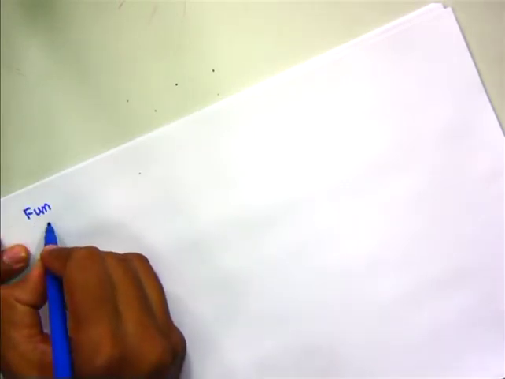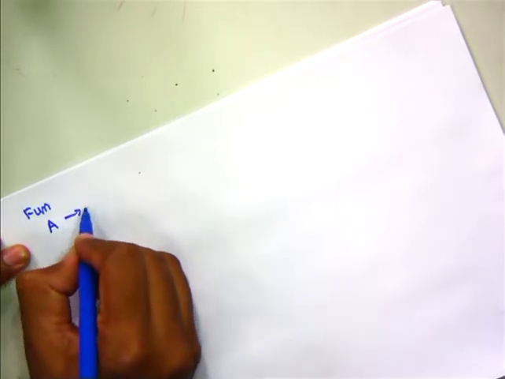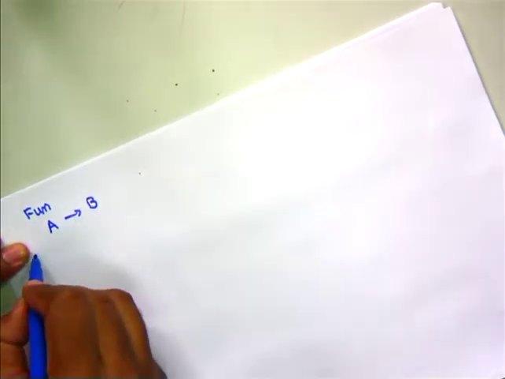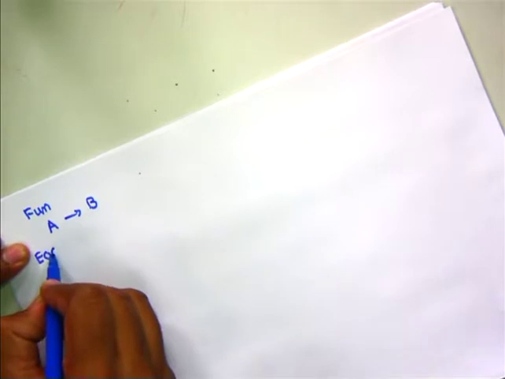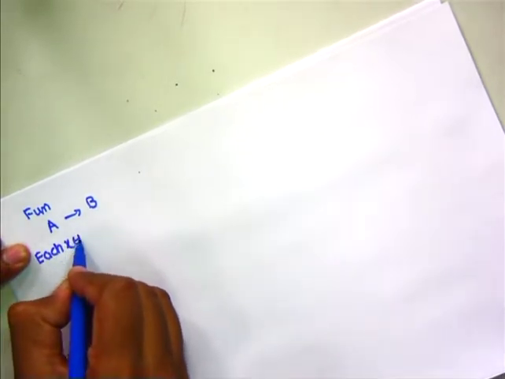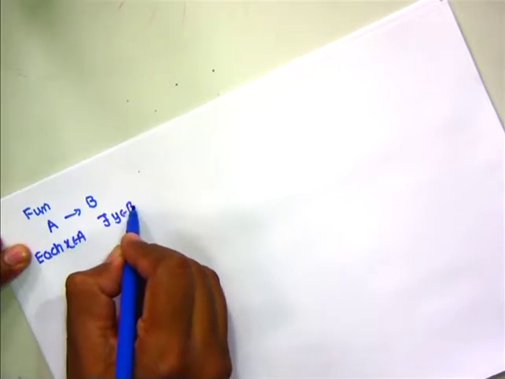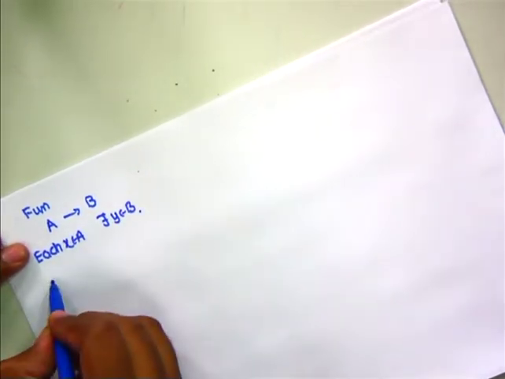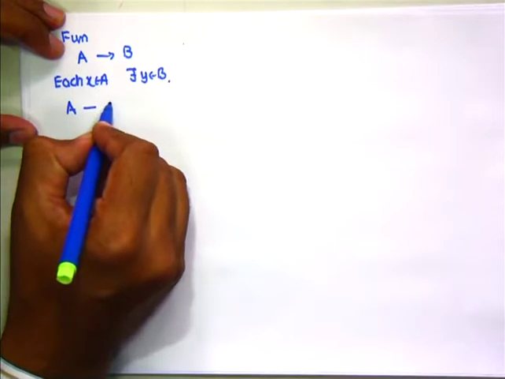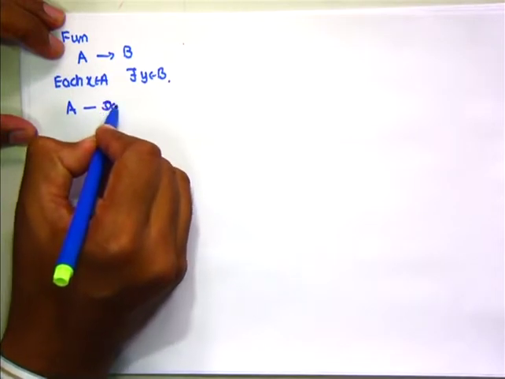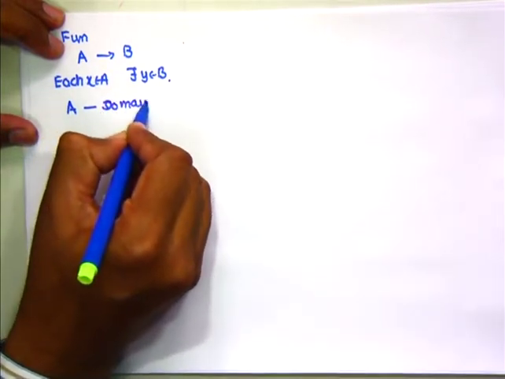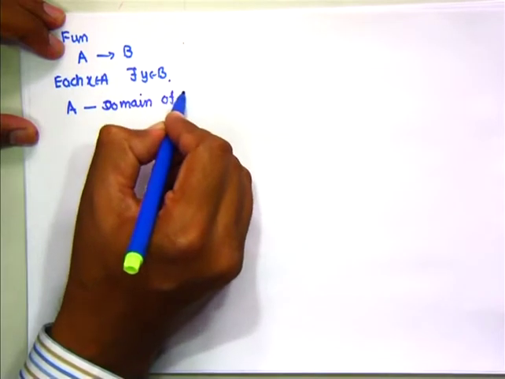We know that a function is a rule connecting two sets A and B such that for every member x of A there exists a unique y belonging to B. So this is the function. A is called the domain of the function.